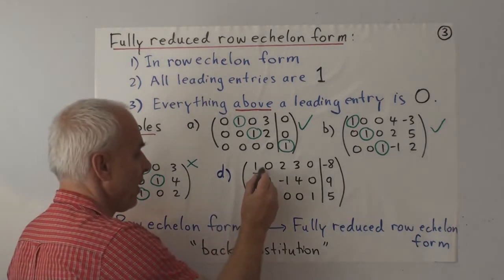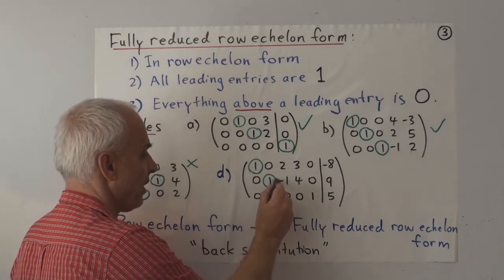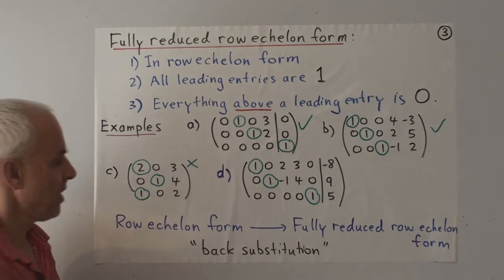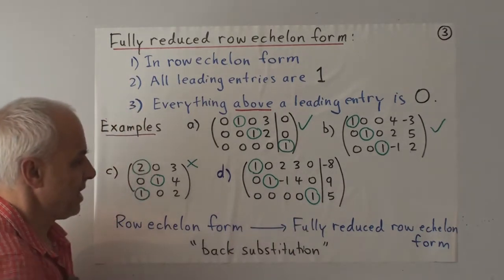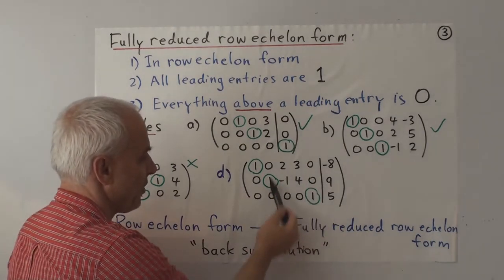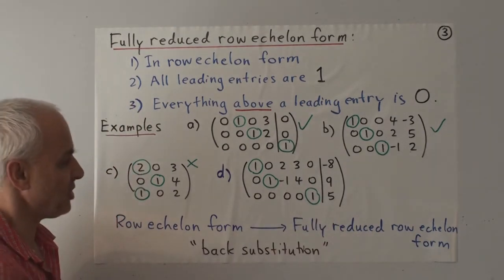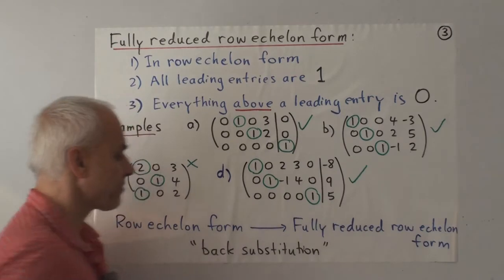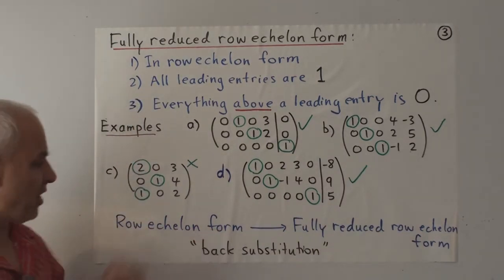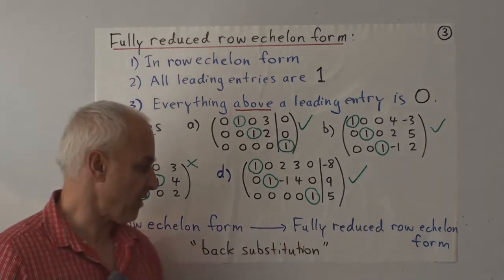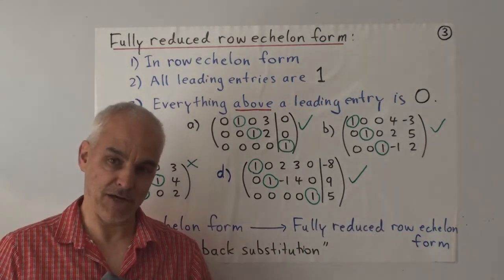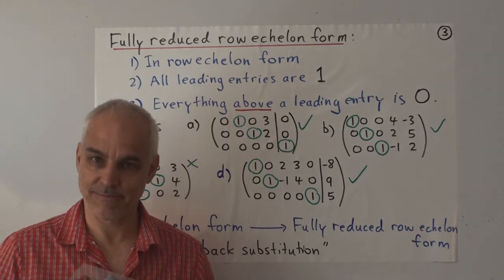And what about this one? A leading entry, another leading entry. They're all 1s. It's in row echelon form, and the entries above the leading entries are 0. And so now the process of going from a row echelon form to a fully reduced row echelon form is called back substitution. And that's what I've already illustrated with some examples.